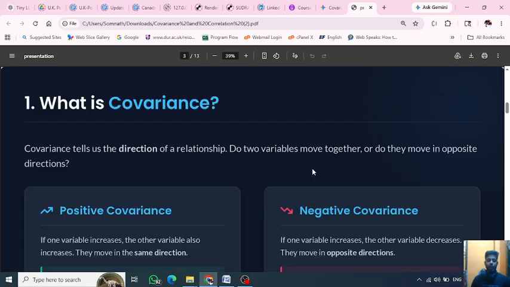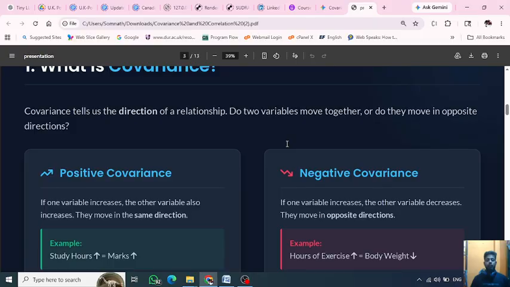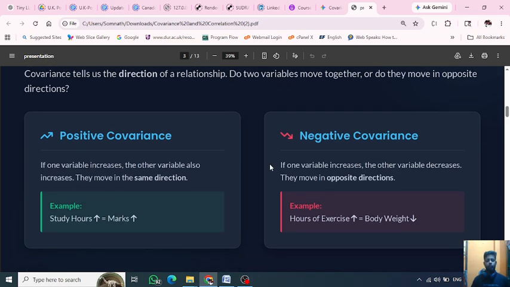So let's start with covariance. What is covariance? Covariance tells us the direction of relationship. Do two variables move together, or do they move in opposite directions? Basically, there are two types of covariance, positive covariance and negative covariance. Zero covariance is also present.